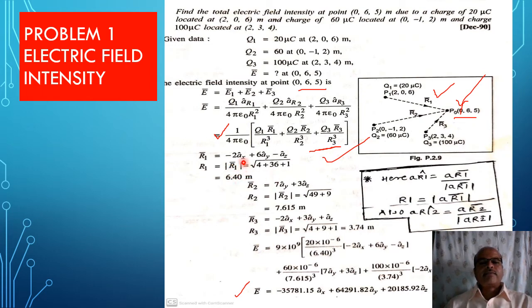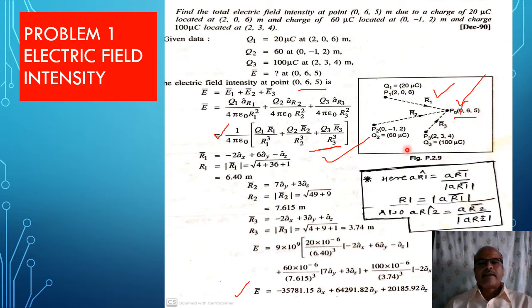Magnitude is taken as the coefficients squared. 2 square is 4, 6 square is 36, 1 is 1. Then after calculating we will get the value. Similarly, find out R2 bar, that is, we have to find this vector, this point minus this point. 0 minus 0 is 0. Then 6 minus 1, minus minus plus, 6 plus 1 is 7, that is 7 ay cap.